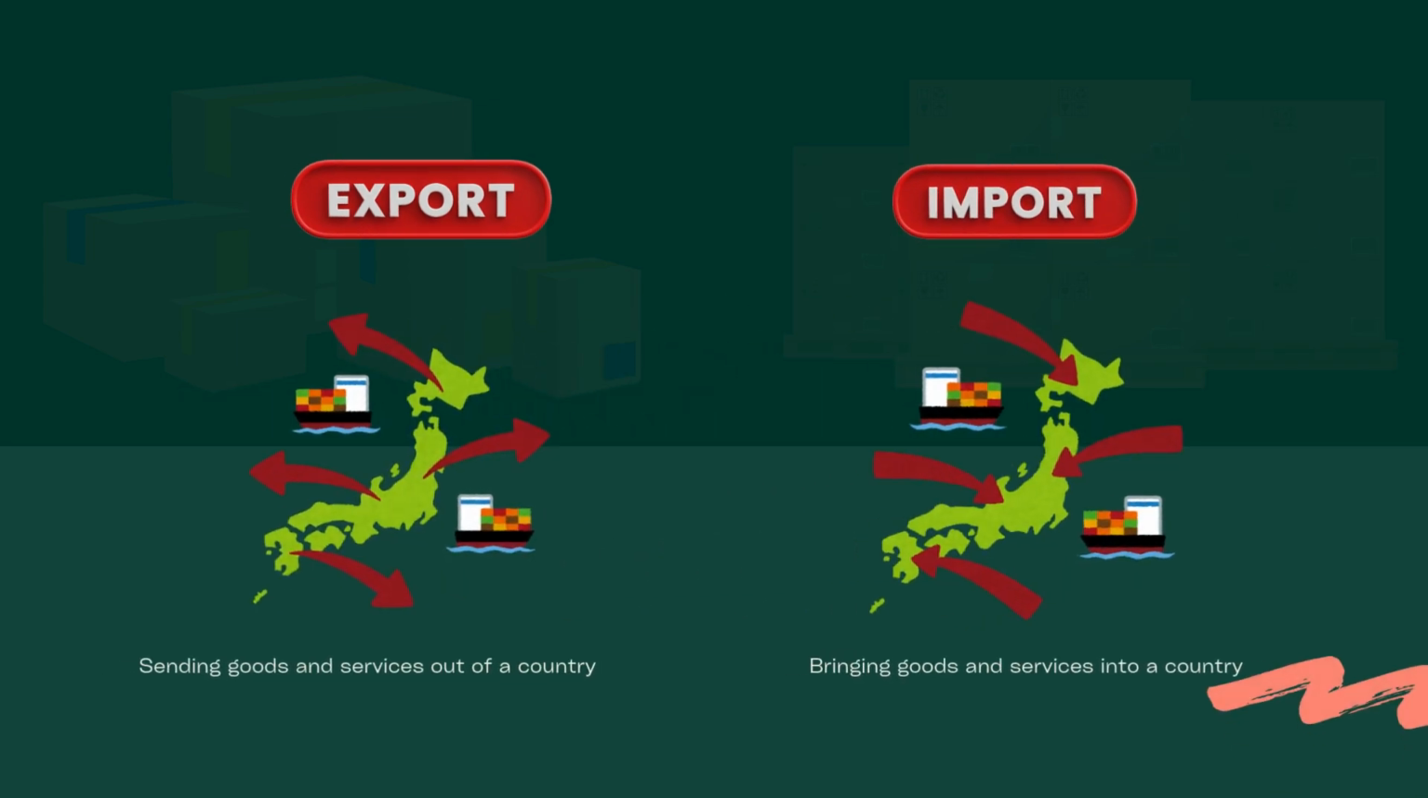Last components are the exports and imports. Products and services produced in one nation and offered for sale to clients in other nations are known as exports, while products and services manufactured elsewhere and offered for sale to domestic consumers are known as imports.